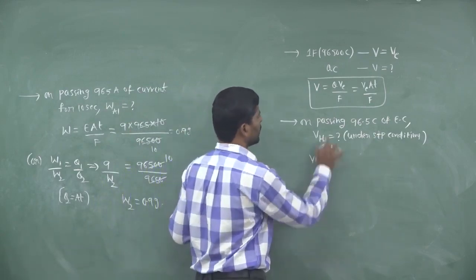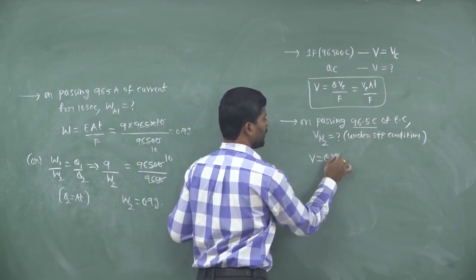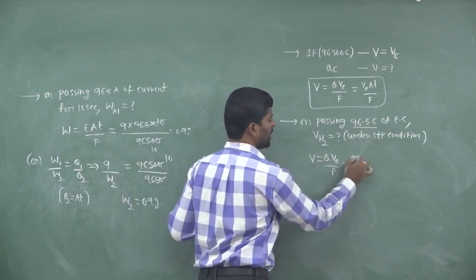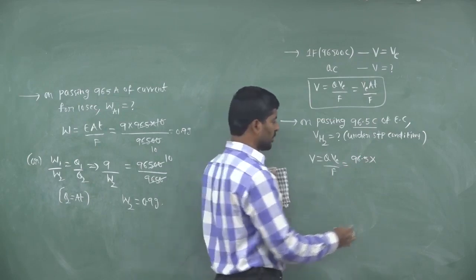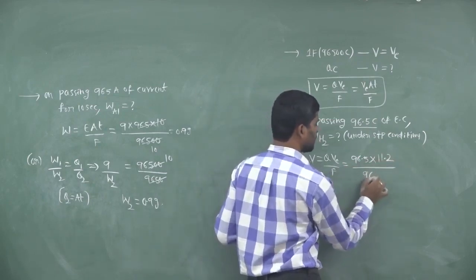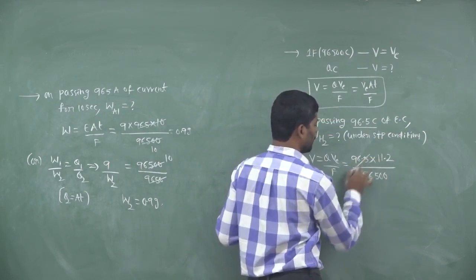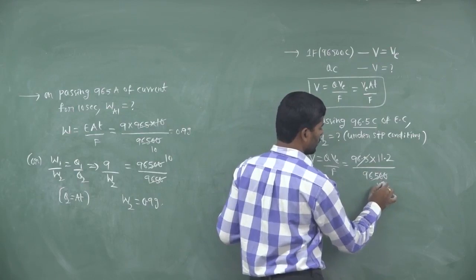V is equal to Q, how many coulombs we are applying? Q into VE by F, 96.5 coulombs. What is the equivalent volume of H2 gas? 11.2 liters. F means 96,500. So what will we get? How many times gets cancelled? 1000 times.